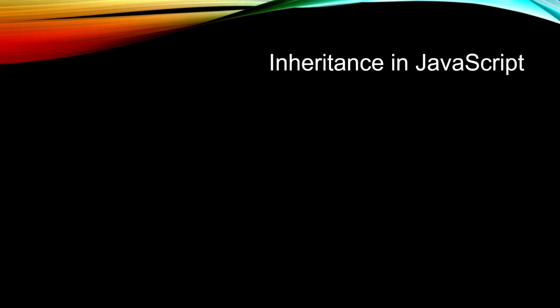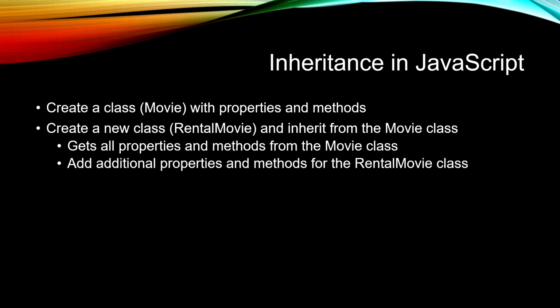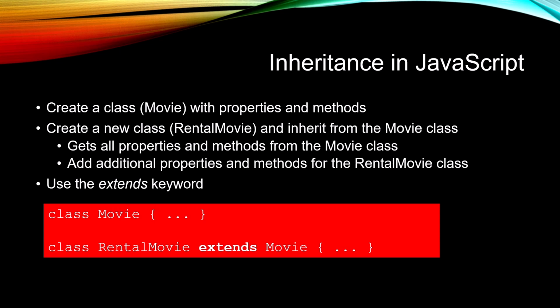We also have the concept of inheritance in JavaScript. Now this is neat because you can create a class like a movie class with properties and methods. Then we can create a new class called rental movie and inherit from that movie class. This then gives you all the properties and methods from the movie class, but you're allowed to then add additional properties and methods that make sense for the rental movie class. Now to do this, we use the extends keyword. So that gives it all the functionality of the one that you're extending, and it allows you to add additional things on. And again, we're going to see examples of all of these things coming up soon in this course.